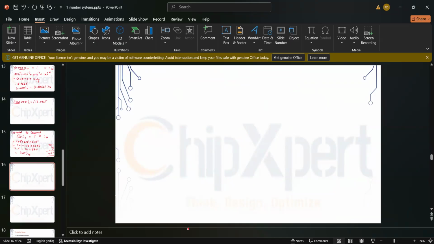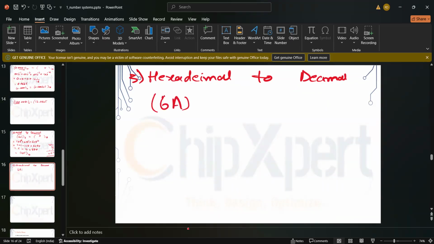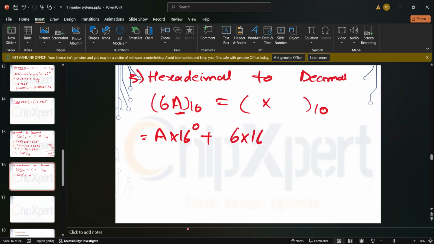So next conversion is hexadecimal number to decimal number. For this, my hexadecimal number is 6A. I want to convert this number into the form of decimals. So how am I going to do it? That is A into 16 power 0. That means for this LSB bit, I am going to add the weight of 16 power 0, and for 6 I'm going to add 16 power 1.